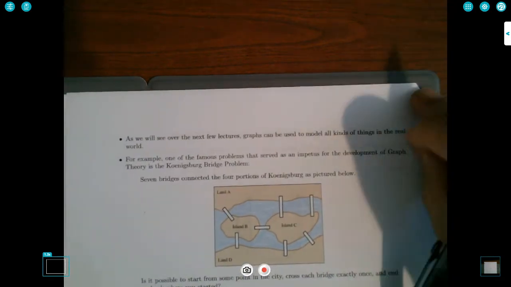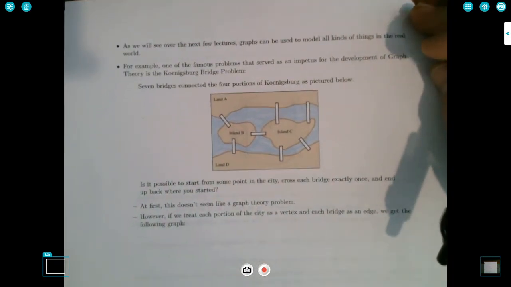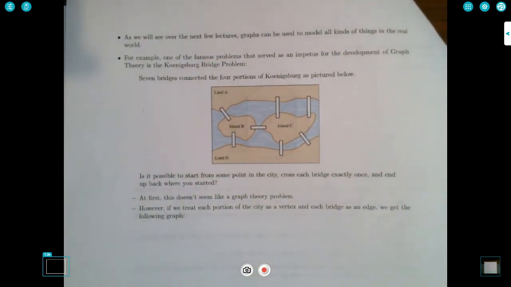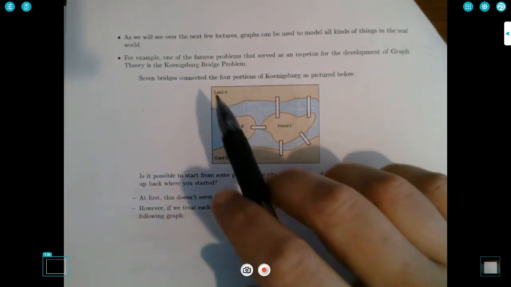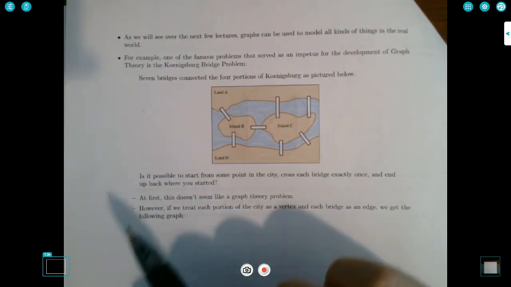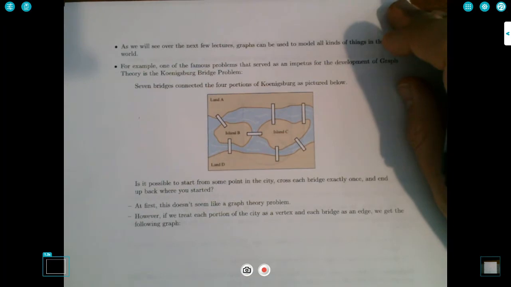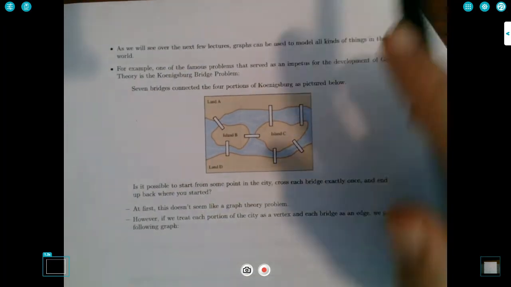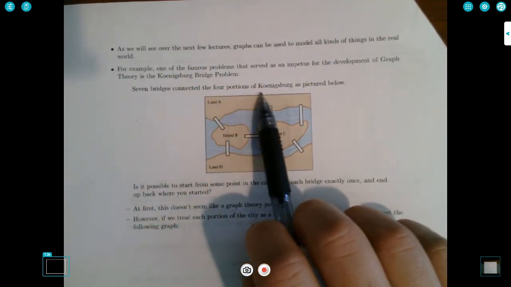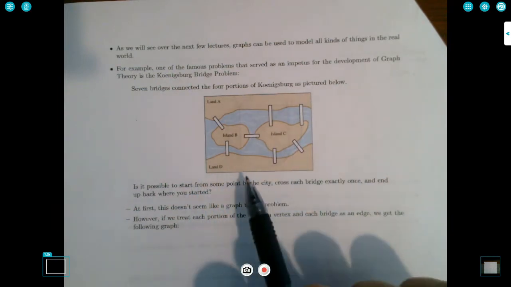Okay. So as we'll see over the next few lectures, graphs can be used to model all kinds of things in the real world. For example, one of the famous problems that served as an impetus for the development of graph theory is the Koningsberg Bridge problem. The Koningsberg Bridge problem is this: 7 bridges connect the 4 portions of Koningsberg as pictured below.